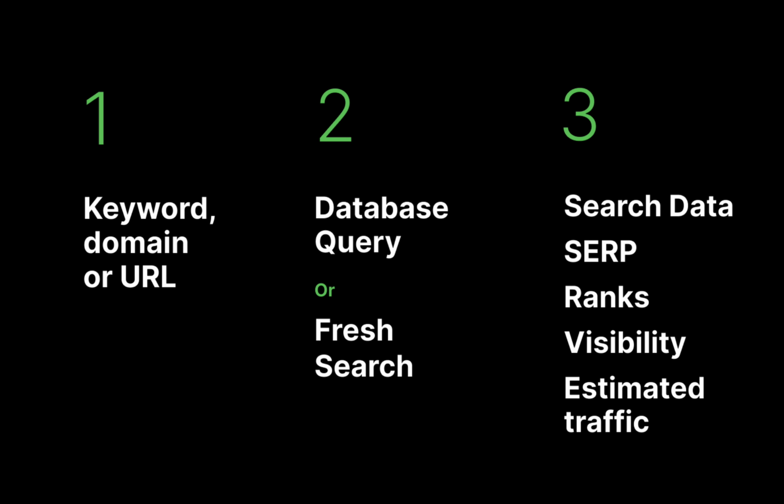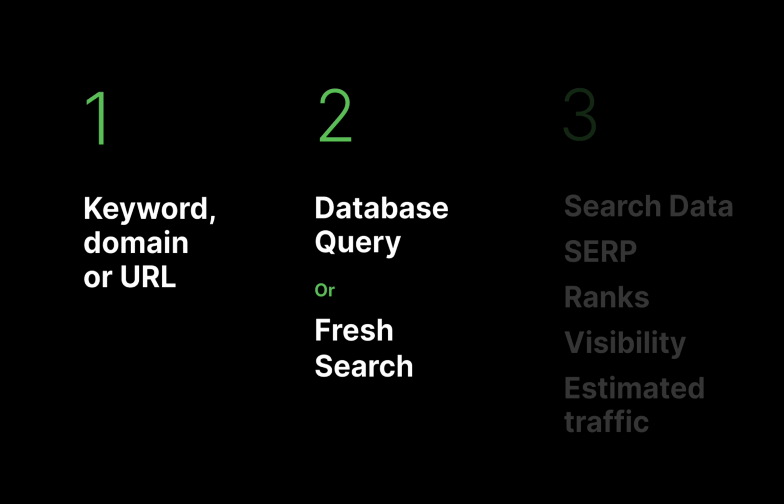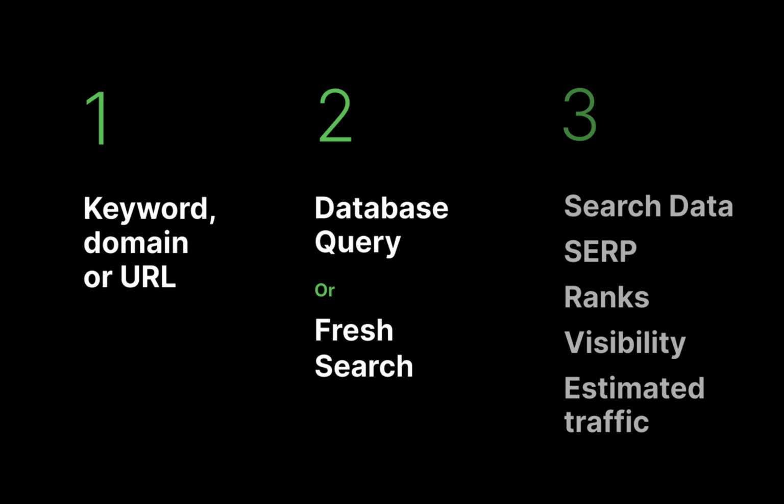Based on your input type, either a keyword, URL, or domain, the Keyword Explorer gets the corresponding data from our database, or, if the keyword is not yet in our database, it gets fresh performance data on them. Then it displays the relevant data for your search.